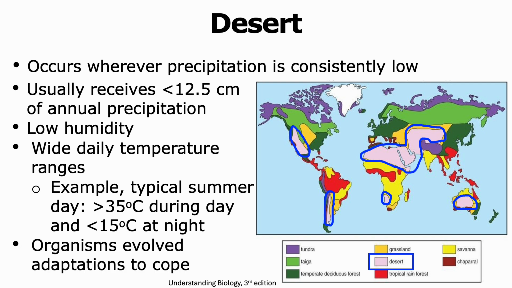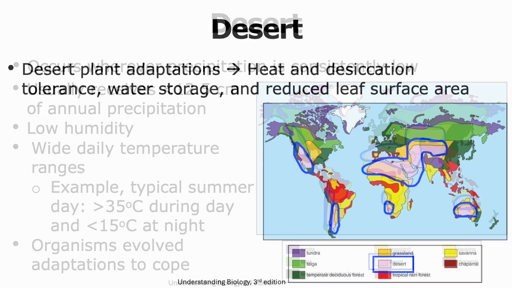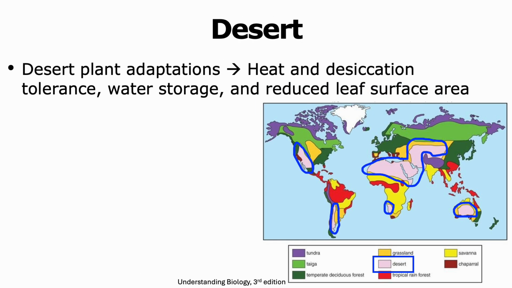Now, organisms have evolved different adaptations to cope with the low humidity and the wide daily temperature ranges. Desert plants have evolved many different adaptations to cope with the heat and desiccation, or dryness, of the environment. They have water storage tissues, and they have reduced their leaf surface area. Desert plants tend to show thick cuticles to prevent water loss.